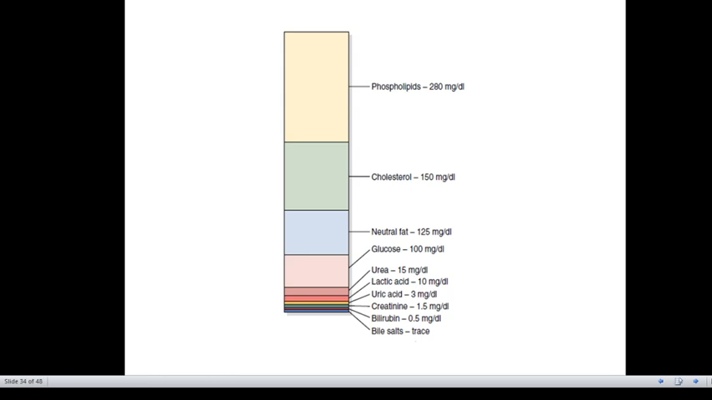This figure shows non-electrolytes of plasma, including the phospholipids, cholesterol, neutral fat, glucose, urea, uric acid, creatinine, bilirubin, and bile salts, and their concentrations in milligrams per deciliter.